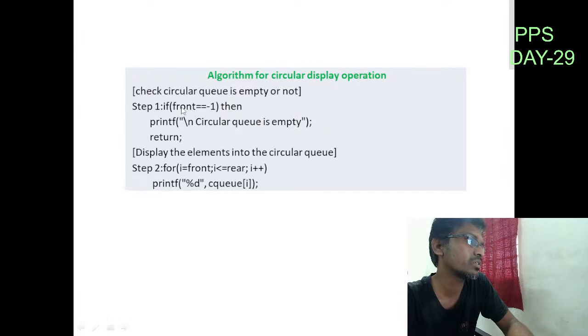For that you have to use the front end. If front is equal to minus 1, then we have to write circular queue is empty. Otherwise, you have to display by using a for loop, for i equal to front, i less than or equal to rear, and i plus plus, then you have to print circular queue of i. I think this operation will be similar to the queue operation. So the display operation in circular queue and the display operation in queue will be the same.